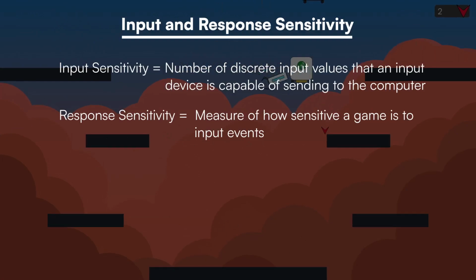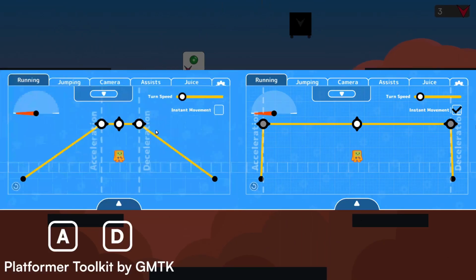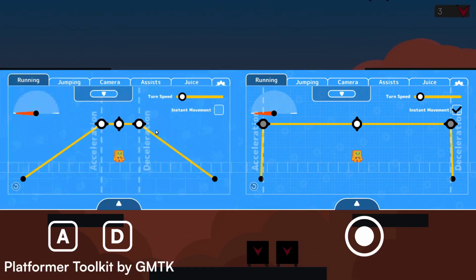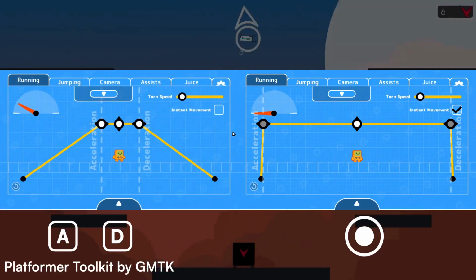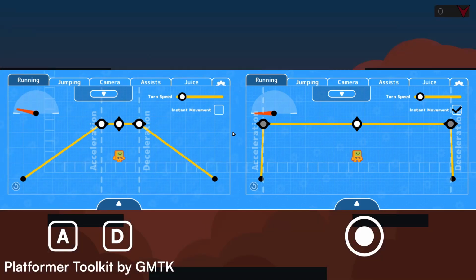Response sensitivity, on the other hand, is a measure of how sensitive a game's response is to such input events. Let me explain using another example. Suppose you have a player character controlled using the keyboard buttons A and D, and another character controlled using the X-axis of a joystick. The first character, controlled using the keyboard, is coded in such a way that its speed upon pressing the A or D button gradually increases until it reaches a peak value and similarly decreases gradually after the button is let go, eventually causing the character to stop.